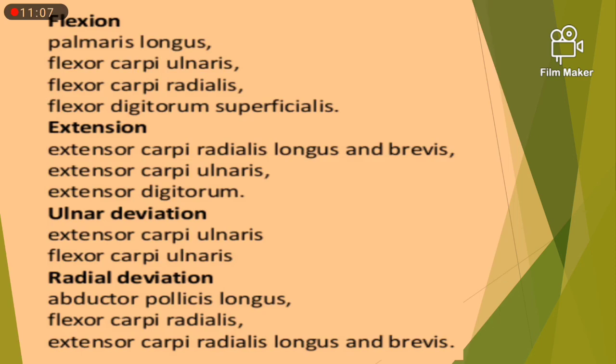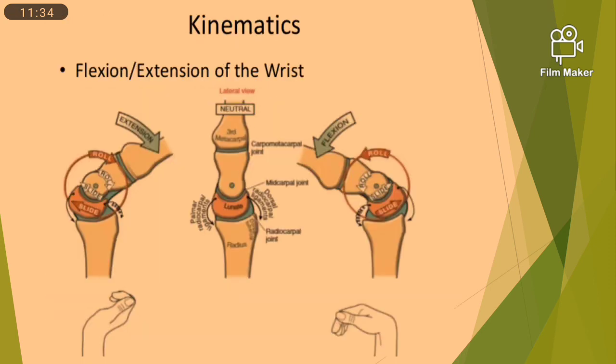Okay. So for flexion, palmaris longus, flexor carpi ulnaris, flexor carpi radialis, flexor digitorum superficialis. For extension, extensor carpi radialis longus and brevis, extensor carpi ulnaris, extensor digitorum. For ulnar deviation, extensor carpi ulnaris, flexor carpi ulnaris. For radial deviation, abductor pollicis longus, flexor carpi radialis, extensor carpi radialis longus and brevis. So this is kinematics of this joint. Here you can say flexion and extension of wrist.